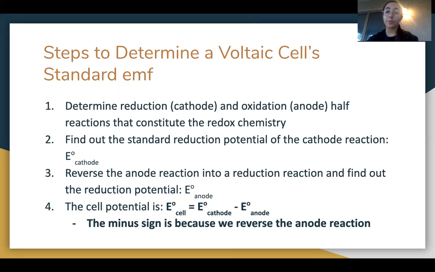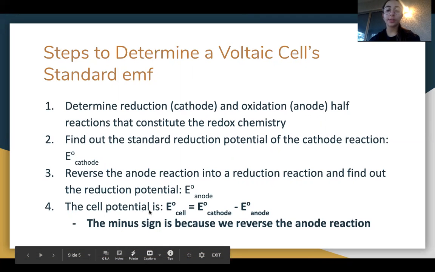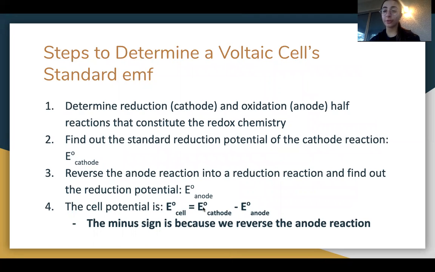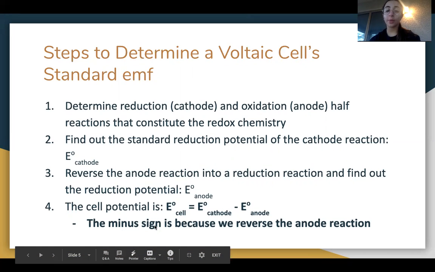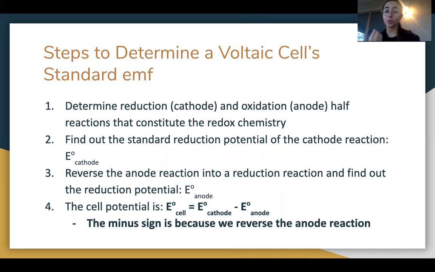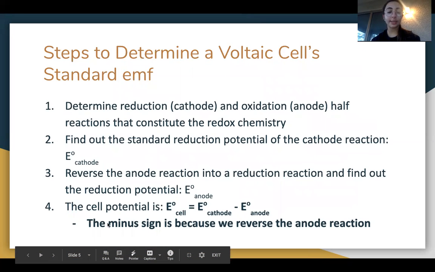Now, step number 3 is to reverse the anode reaction into a reduction reaction and find out the reduction potential. For step number 4, you have to follow this equation. The cell potential, E of the cell, is E of the cathode minus E of the anode. Again, the minus sign is because you reverse the anode reaction. Because you flip it and reverse it, you have to put a negative. So let's see an example to make this clearer.